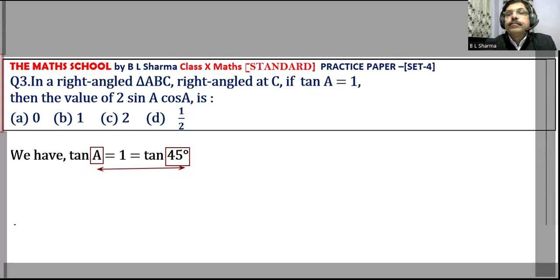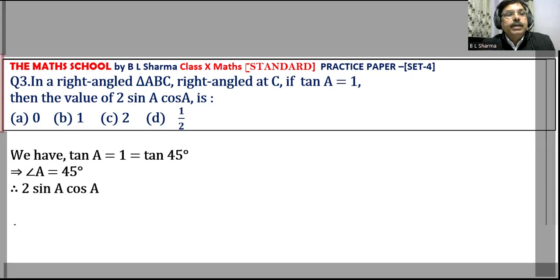So now the angle A is 45 degrees. So now 2 sin A cos A, 2 as it is, sin 45 in place of A, 45 degrees, cos also 45. What is the value of sin 45 and what is the value of cos 45? You put the value and get the answer.